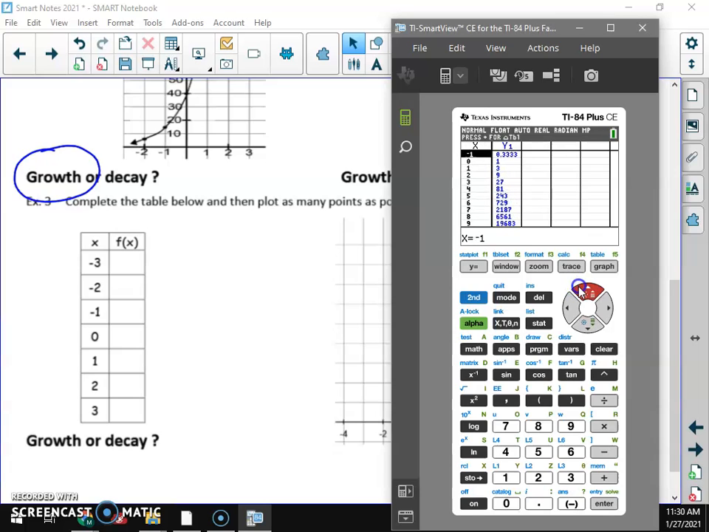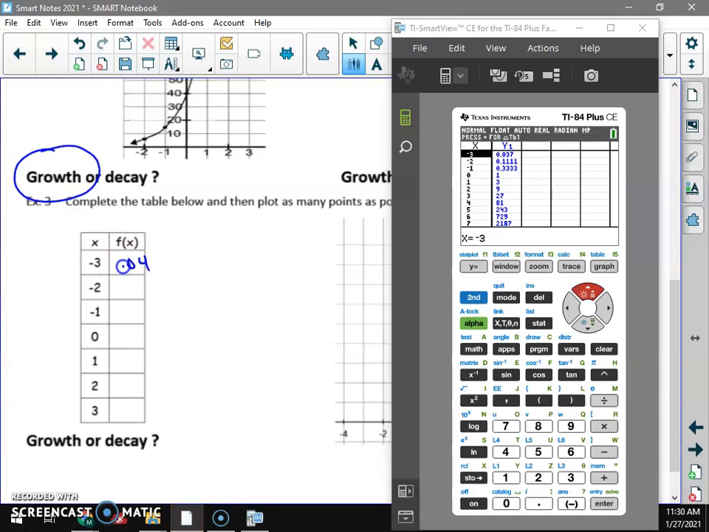It says start at -3. So -3 is 0.037. We're going to use money and call it 0.04. -2 is 0.111. You can call it 0.11, or I know a lot of you know 0.1 repeating. -1 is 0.33, or 0.3 repeating with a bar over it. And then we have the whole numbers 1, 3, 9, and 27.